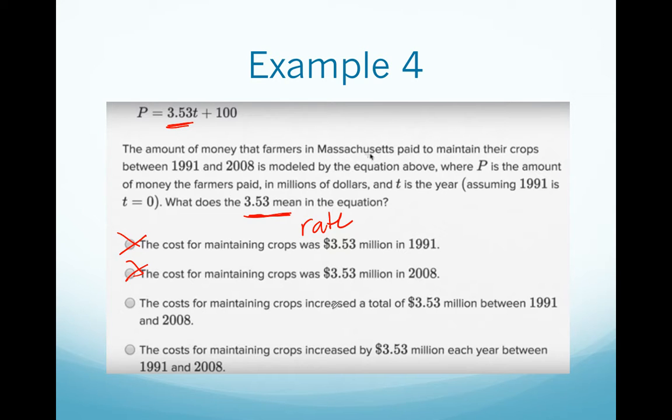And here they're talking about a total increase between 1991 and 2008. So here the key word of total is what's making that an incorrect choice because it's not, again, looking at a rate. Whereas this last choice here, it's 3.53 million each year or per year between 1991 and 2008. So that would be the correct choice there.